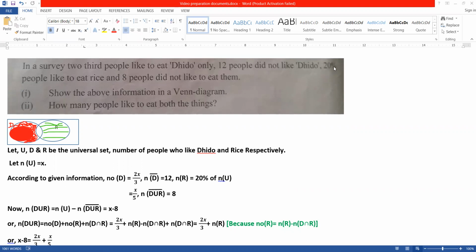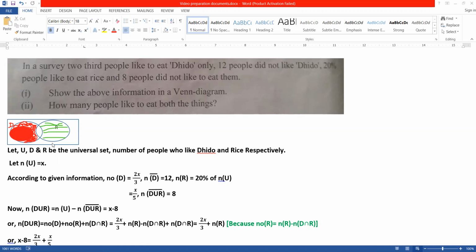And also 20% of people like to eat rice. So in R, it's not saying only. If the word only is not written, then for rice we just write N(R) equals 20% of the total, that is 20X by 100. If we simplify it, it becomes X by 5. And finally, the information about those who don't like to eat either of them. So N(D union R) equals N(U) minus N(D union R complement).